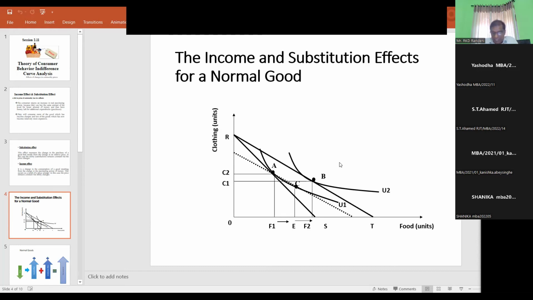Now, before the price change, this is the budget line. We will put that AB budget line, according to the indifference curve.